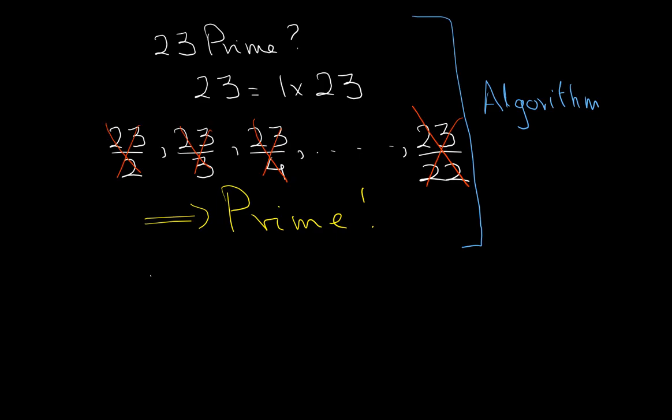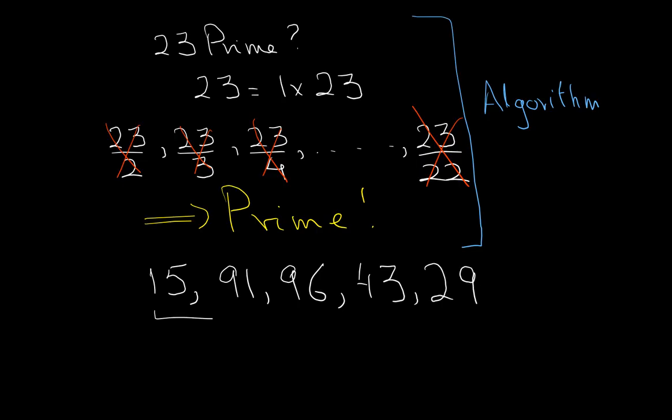Now, as a homework or practice exercise, I would suggest that you find out whether these numbers are prime. Are 15, 91, 96, 43, and 29 prime numbers? You can just use your divisibility algorithm to figure it out. Go ahead and try it.